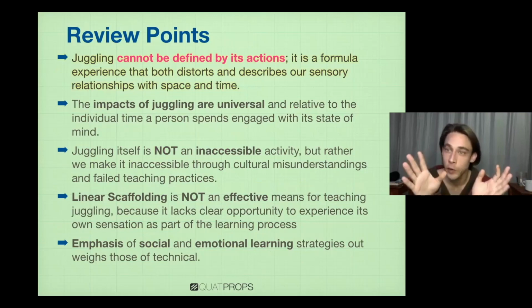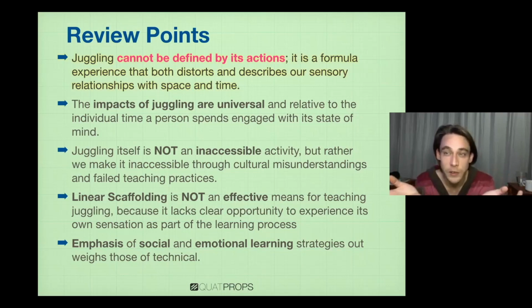Maybe if you don't understand the formula, that's okay. You don't understand the formula yet. What's important is that you understand that maybe describing juggling by its action might not actually be the most logical, might not be the most intelligent way to understand it. There might be another way to understand it.